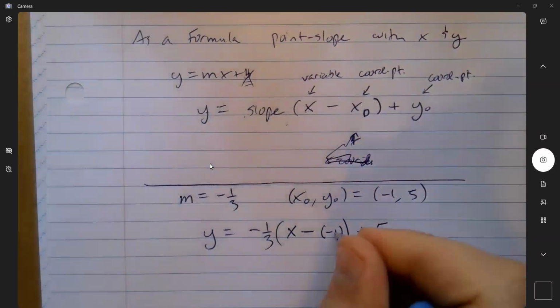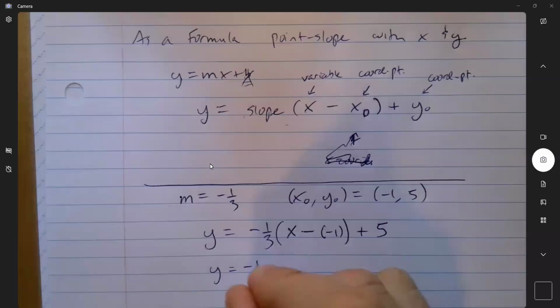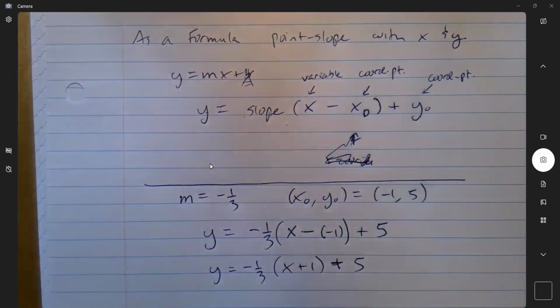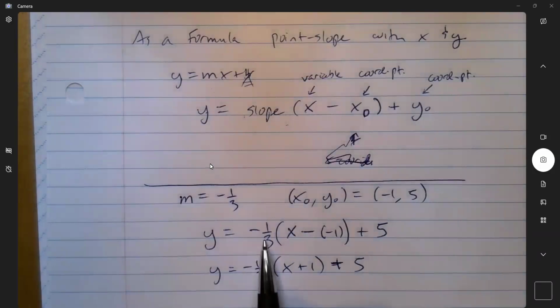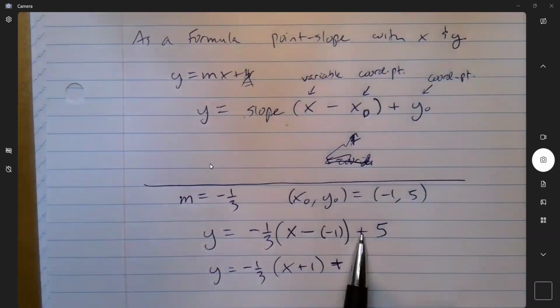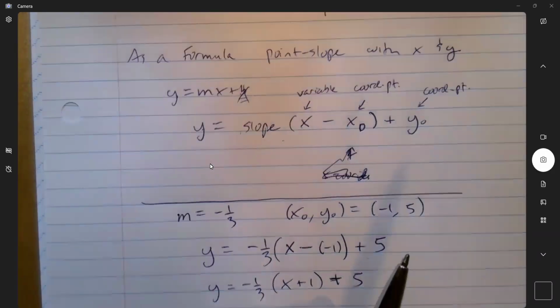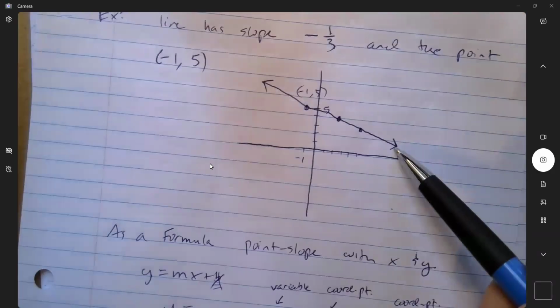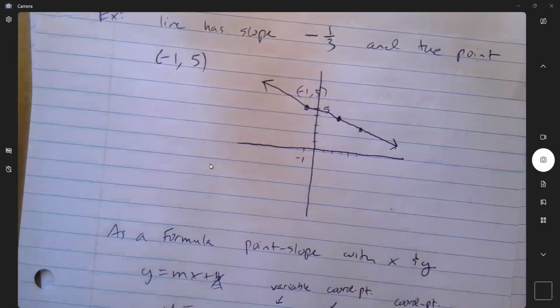And we often write the minus and -1 as x plus 1. And then we add 5. But I'm fine with either of these formulations. You take your slope, you multiply it by x minus your x coordinate, and then you add your y coordinate. And this equation right here will produce the exact same graph that I made when I graphed it by hand first.